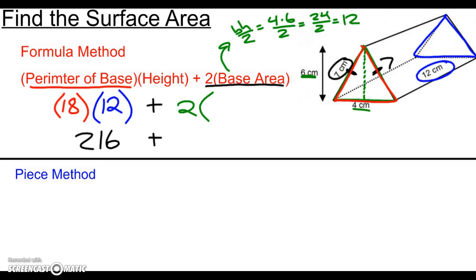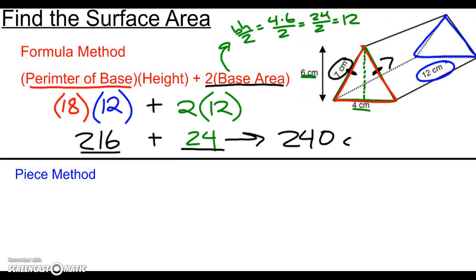What some of you will notice is that times 2 and dividing by 2 actually cancel each other out, and you end up getting 24 in the long run anyway, but it doesn't matter if you see that in advance or not. Just do it as the formula says and everything should work out fine. So we add these two numbers together and we get 240 square centimeters for an overall surface area.